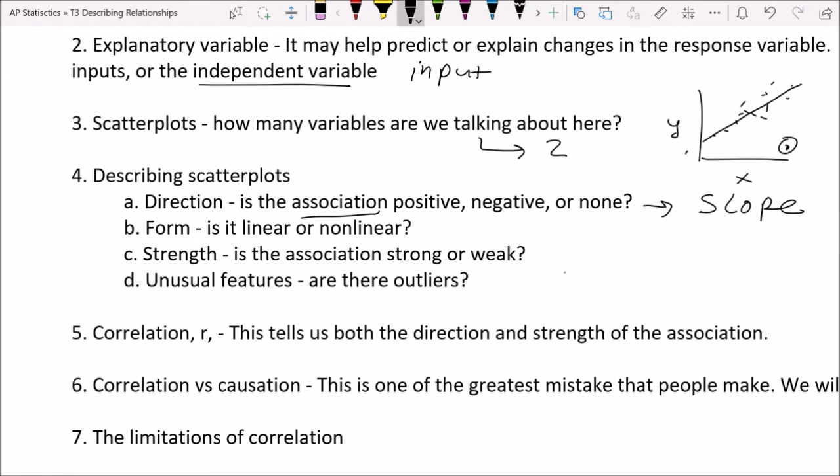All right, next thing we need to talk about is correlation. When we say correlation, and let me color code this so it stands out just a little bit to you, we really are talking about 2 things. We're talking about is it positive or negative, and is it strong or weak?